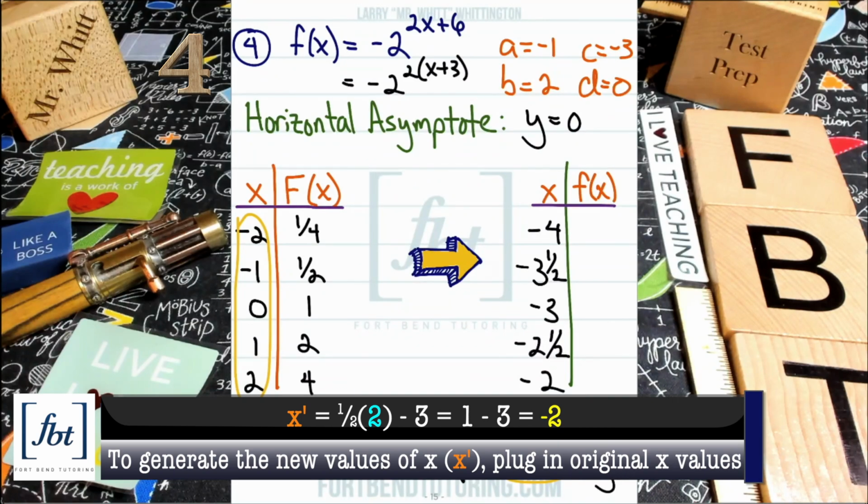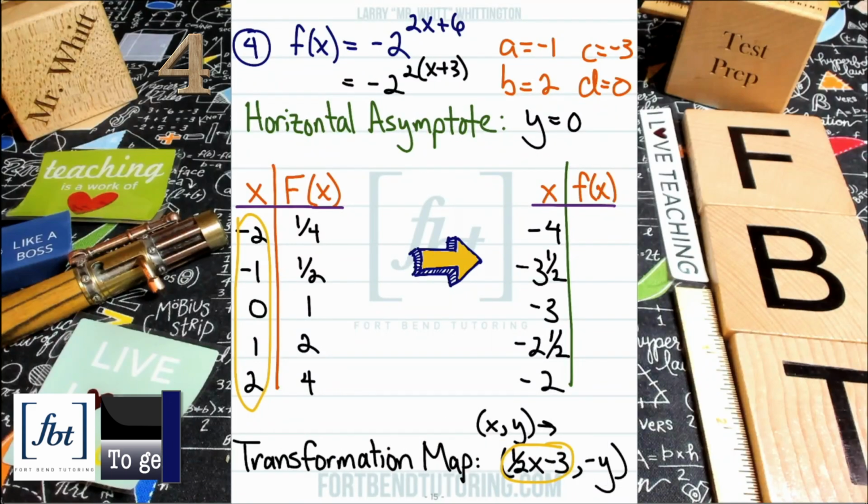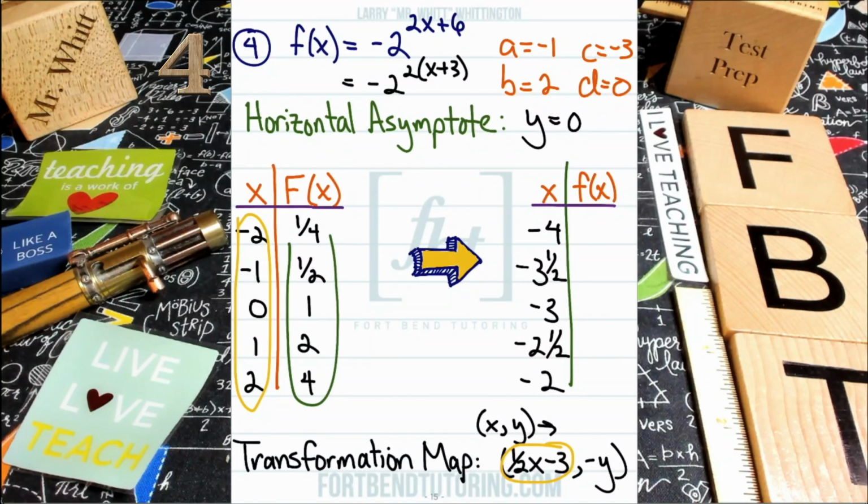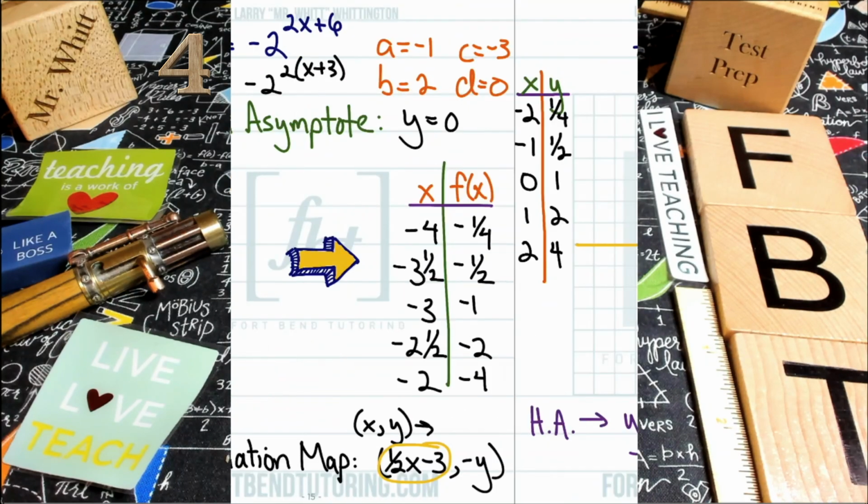Your y values, in order to get the results of those, all you'll need to do is change the sign on your original y values, right? So what do we say needs to happen? We just simply need to find the opposite of each of these values. So you'll end up with -1/4, -1/2, -1, -2, and -4. And these are going to be the points you can use to graph your transformed parent function that gives you the result of -2 to the 2x plus 6.